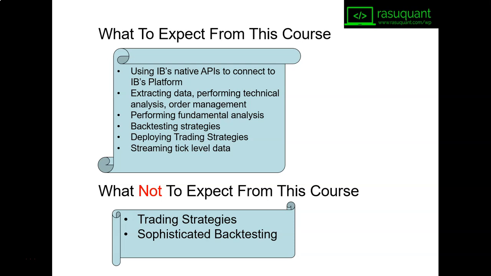You should not expect to learn trading strategies from this course, although we will discuss some basic trading strategies. This is not a trading strategy course. The expectation is that you know about trading strategies and that you're looking to automate those trading strategies. It's also important for me to highlight that while I do cover basic backtesting of your strategies, I don't go into the nitty gritties of it. So building sophisticated backtesting is something that I have left out of this course, and this is not something that you should expect.